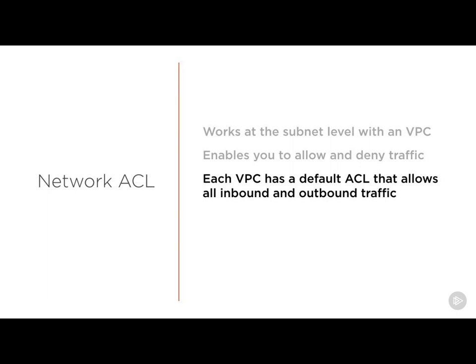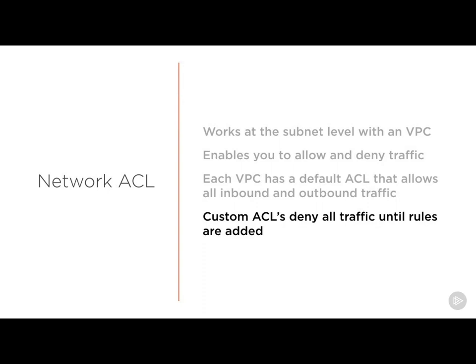Now, each VPC comes with a default ACL, and that default ACL allows all inbound and outbound traffic. However, if you go in and create a new custom ACL, it by default denies all traffic until you have gone in and added rules to that custom ACL.